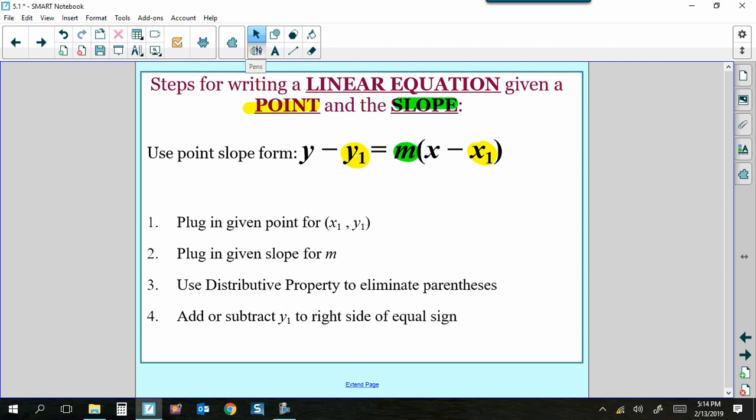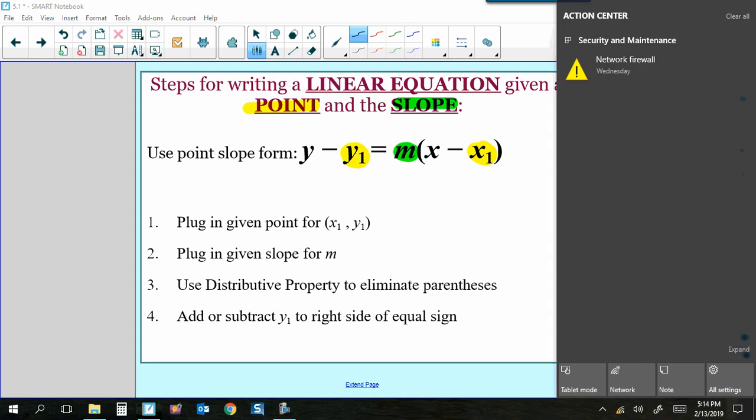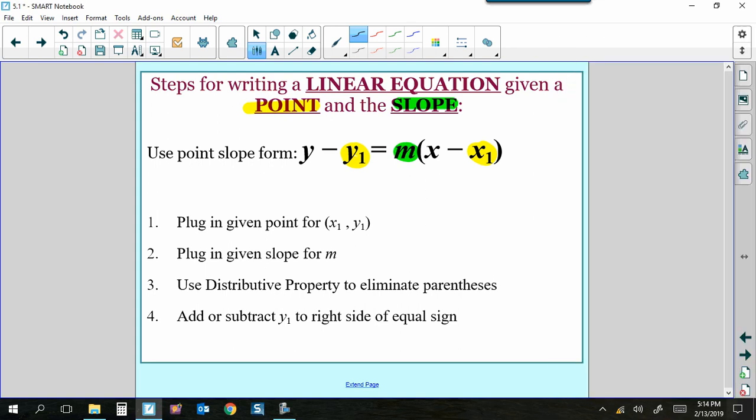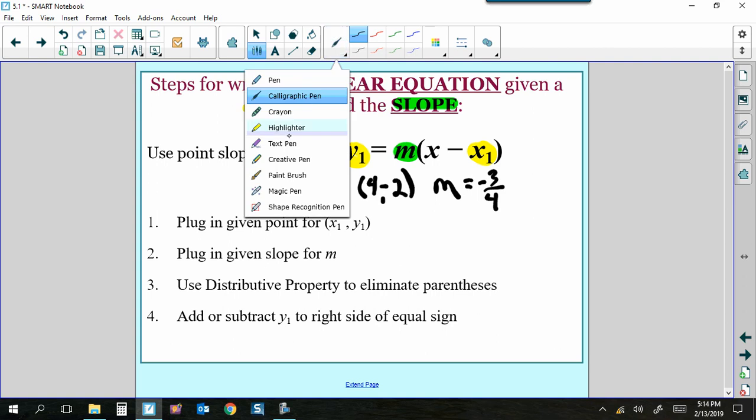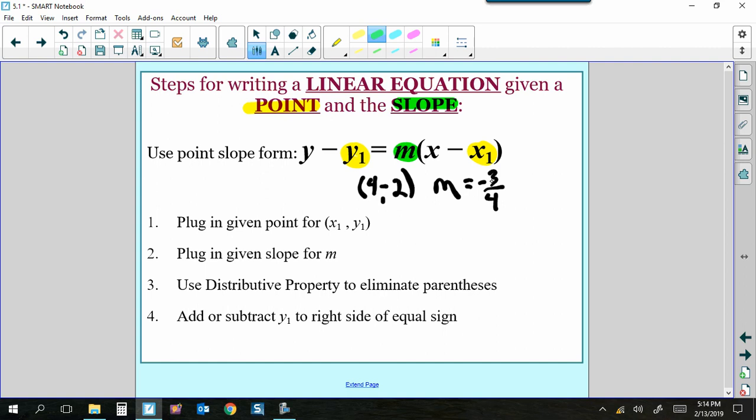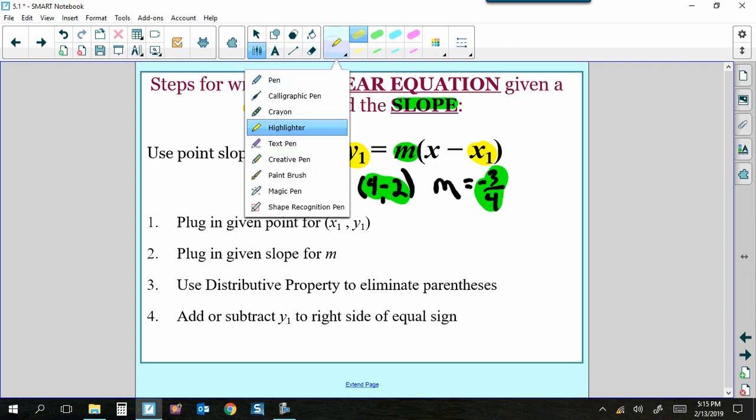So if we were to do just an example to help you guys out, to remind you how to use this, I'm just going to create an example and you can go ahead and work it out to the right of your paper. If I were to give you a point of (4, -2) and a slope of -3/4, we can go ahead and substitute in. We can take our slope and plug that in for m, and we can take the (4, -2) and plug that in for our x1, y1.